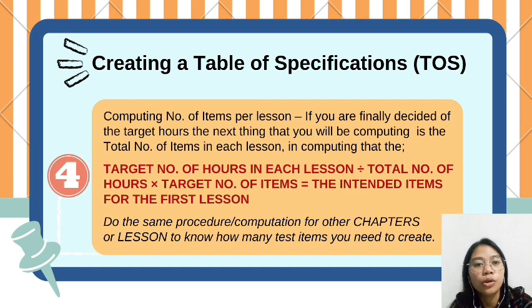So after that, you have to compute for the number of items per lesson, and you can do that by following this formula. So target number of hours in each lesson divided by the total number of hours multiplied by the target number of items, and you will get the intended items for the first lesson. So you can do the same procedure or computation for the other chapters or lesson to know how many test items you need to create.